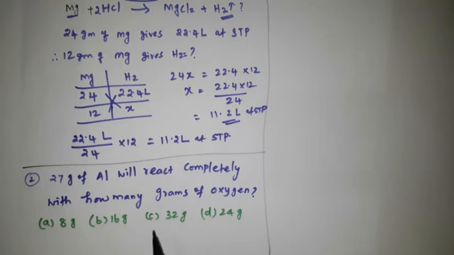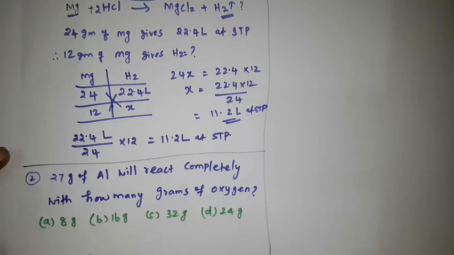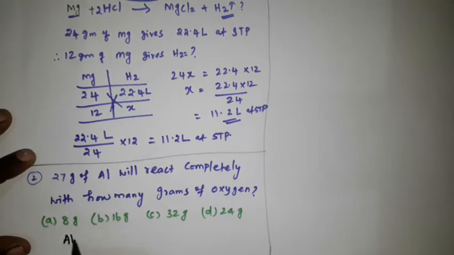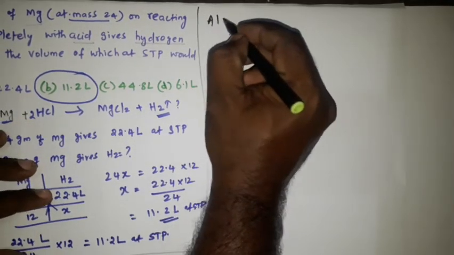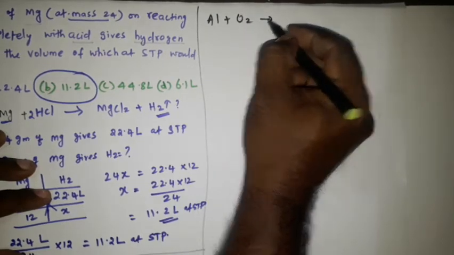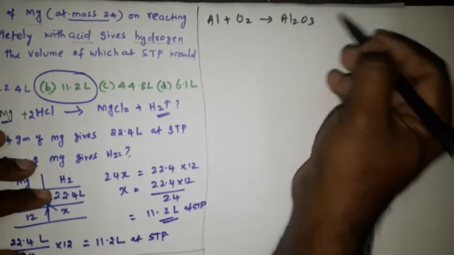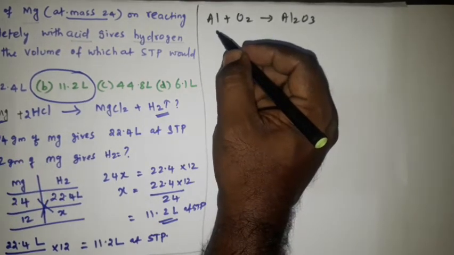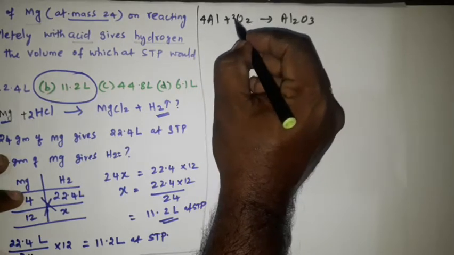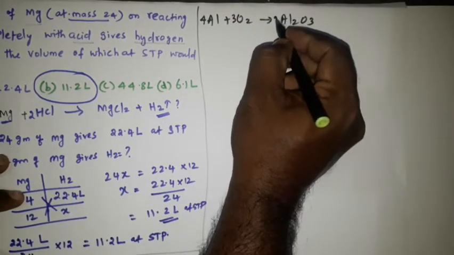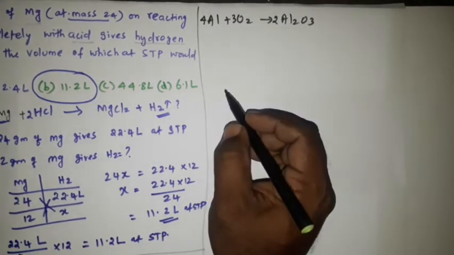Now first write the equation, that is aluminum plus oxygen to produce aluminum oxide. The formula is Al2O3. So the reaction is Al plus O2, it is producing Al2O3. Now balance the equation. So after balancing, we will get here 4, here 3, then here 2. This is the balanced chemical equation.